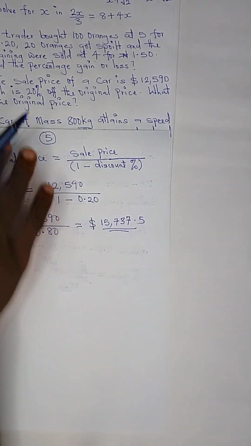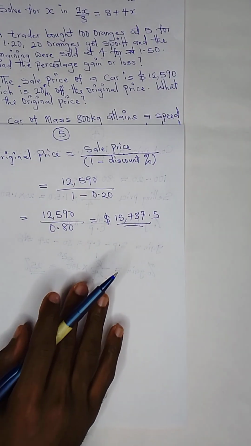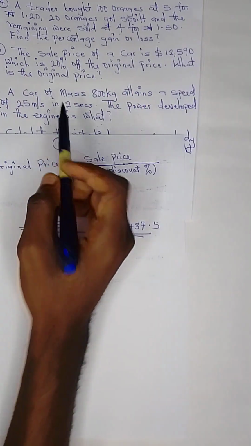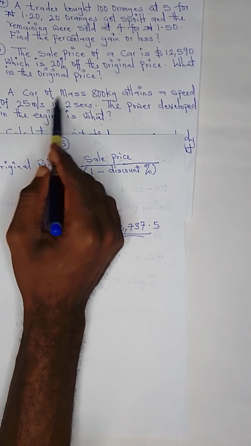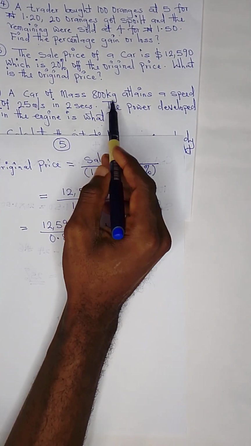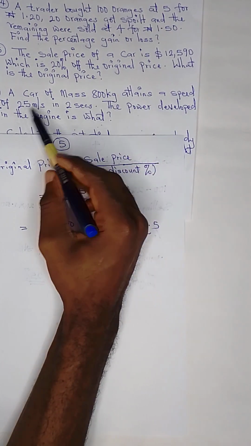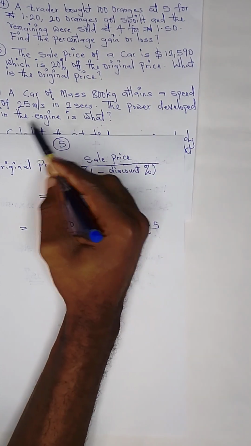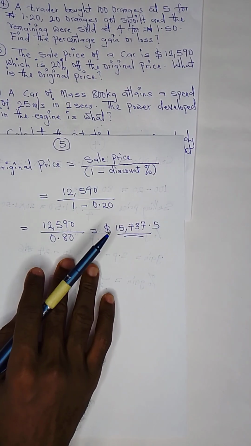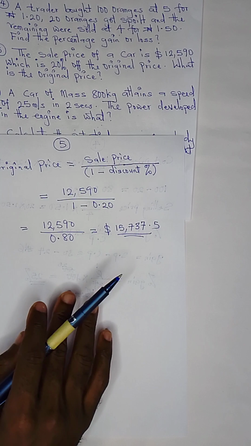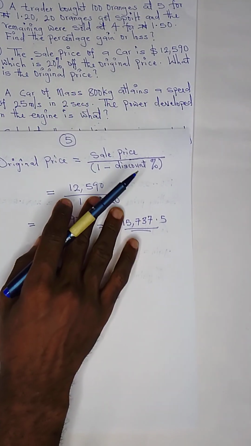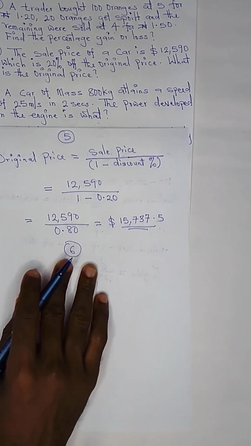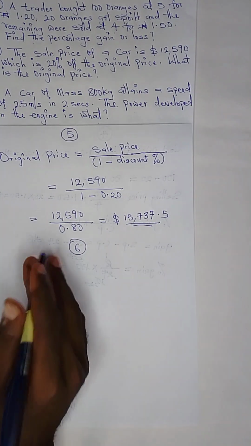Now let's look at question number 6, which is a physics question. A car of mass 800 kg attains a speed of 25 meters per second in 2 seconds. The power developed in the engine is what? So here we are calculating the power of the engine.